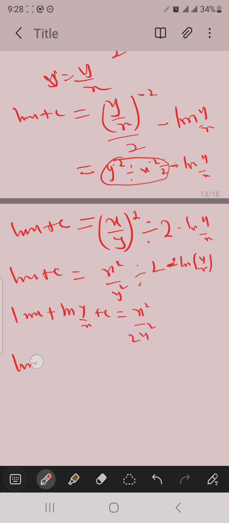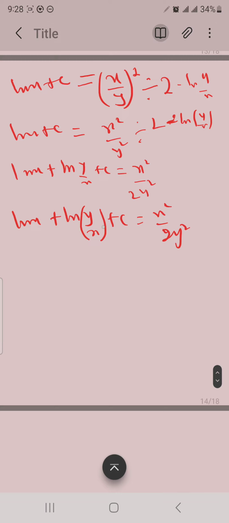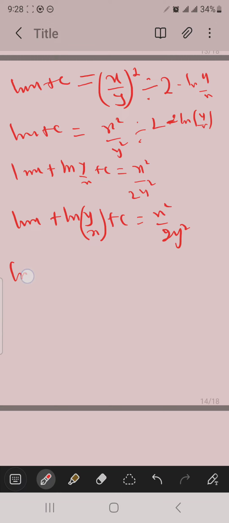This one will now be ln x plus ln y over x plus c equals x squared over 2y squared. If I want to separate it, I have ln x plus ln y minus ln x, plus c. But one thing you should understand there is that this one is going to be divided. It's going to be minus.